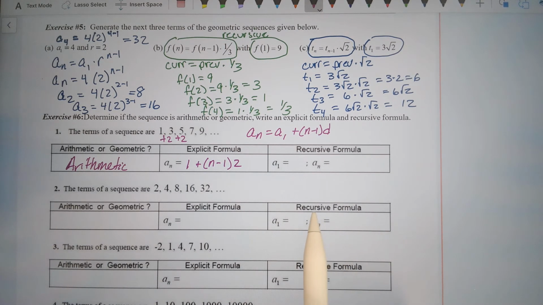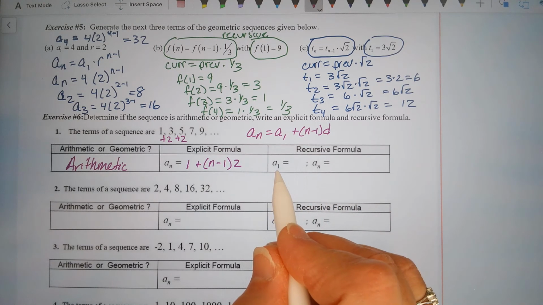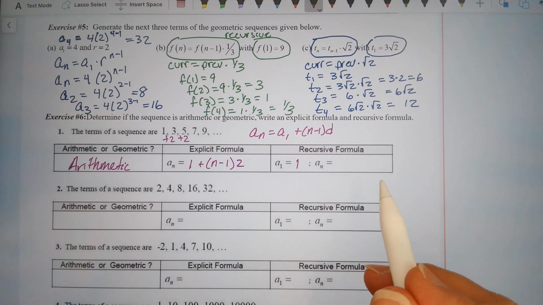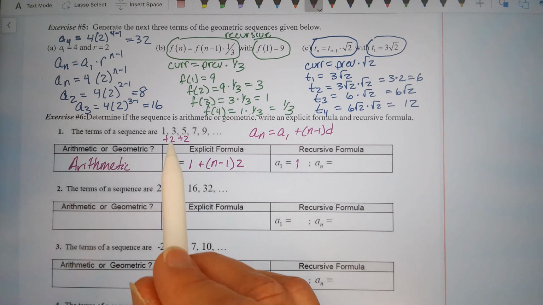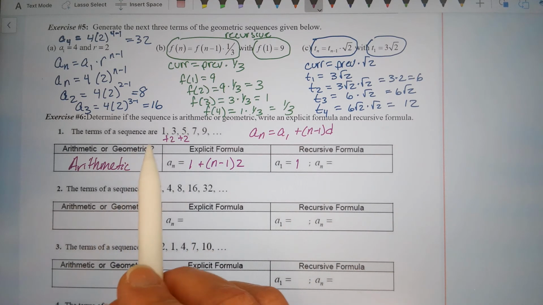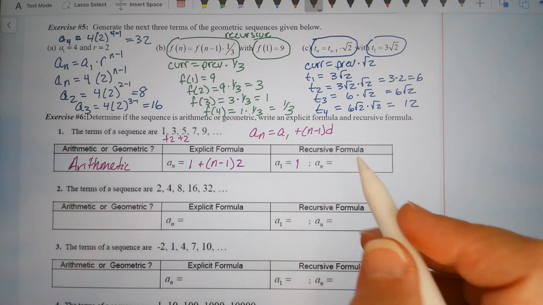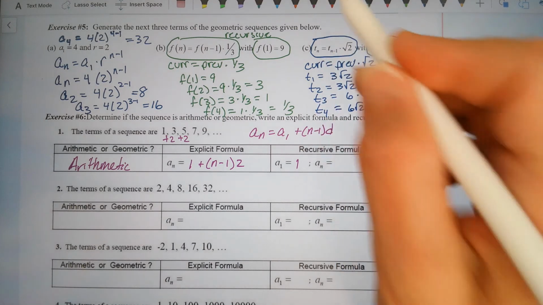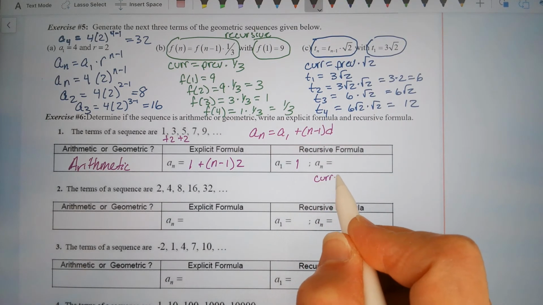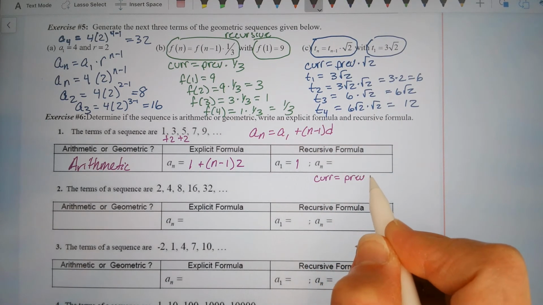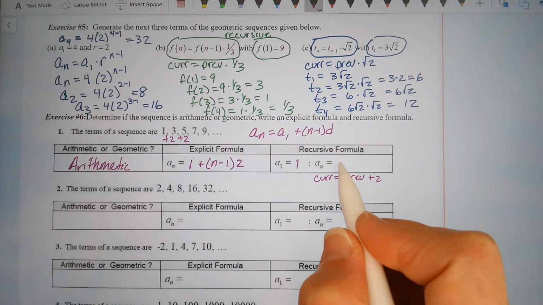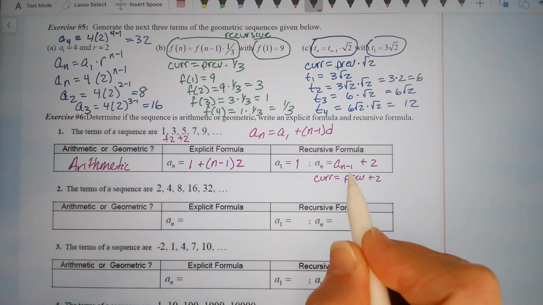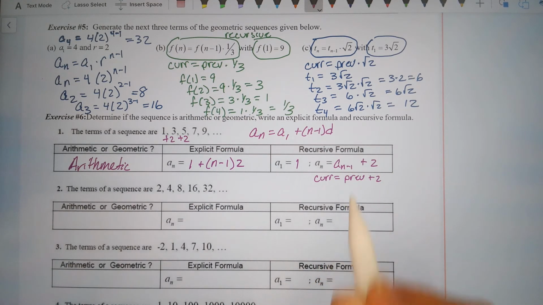Now the recursive part. The first term, its value is 1. What do you do to 1 to get 3? You add 2. So the current term equals the previous plus 2. So we write the previous as a sub n minus 1 plus 2. Make sure this is a subscript here, okay?